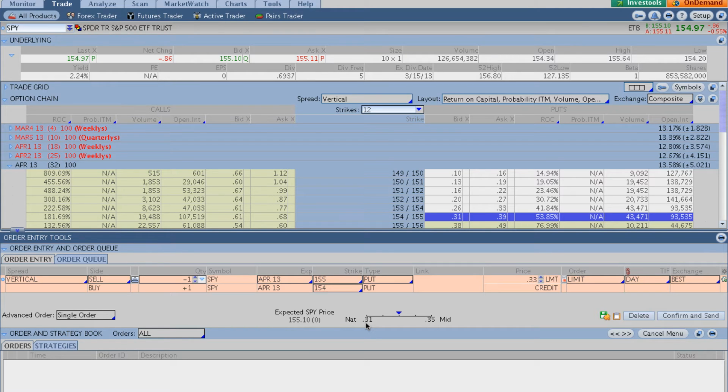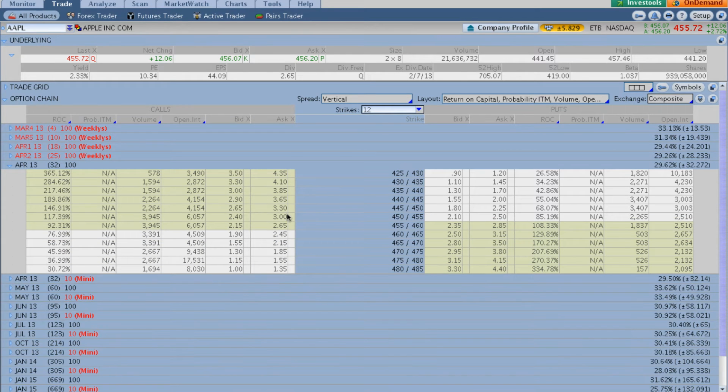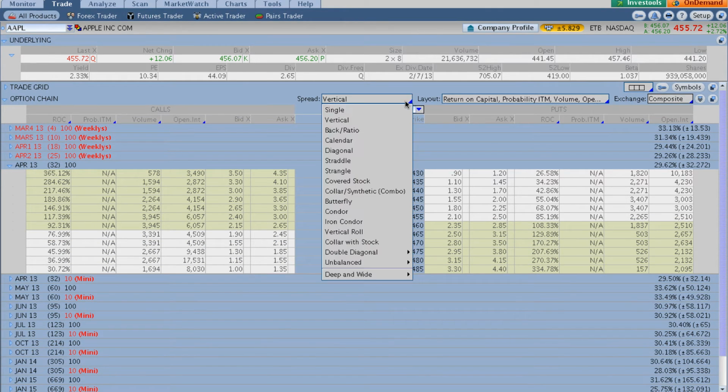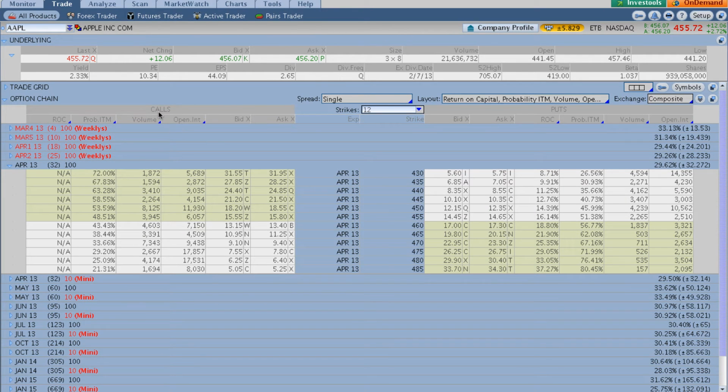So now we have a good example here in SPY. Let's take a look at Apple, just to kind of give you another idea of a little bit wider situation. So let's delete this here. We want to be looking at the April 13 Apple. Let's go back to singles so we can get a feel for the bid-ask spread.